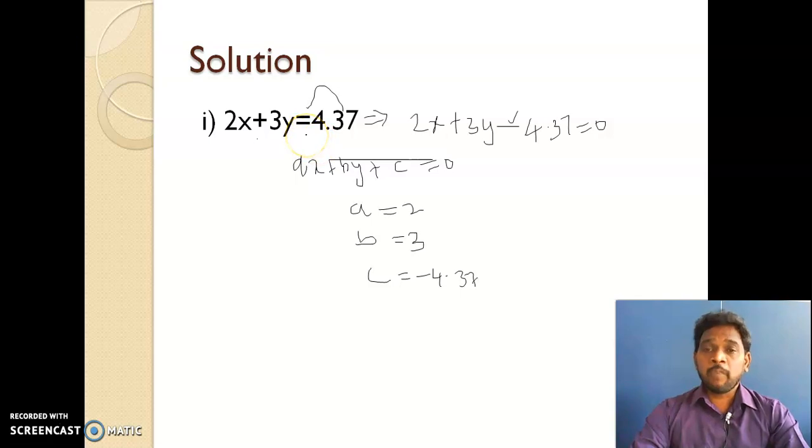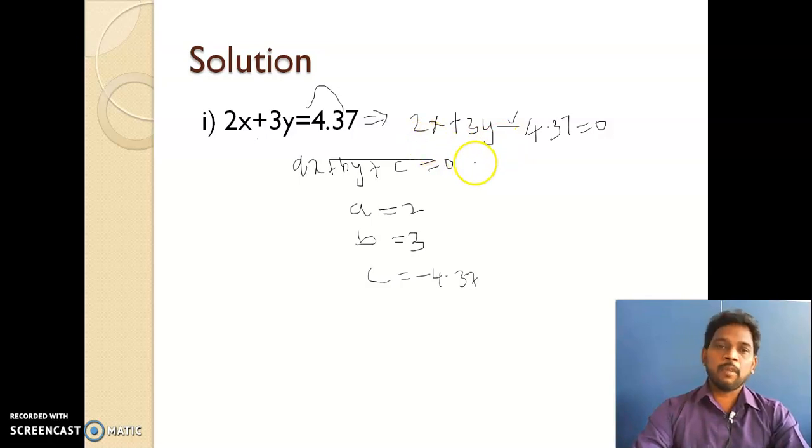Suppose you forget to convert it into the form of a linear equation like this, and you write directly what is a, what is b, what is c, then definitely you may write the c value as plus 4.37. This is a common error. Therefore, convert it into the form of a linear equation like this and then write the values of a, b and c, right? Right. So look at the next solution.